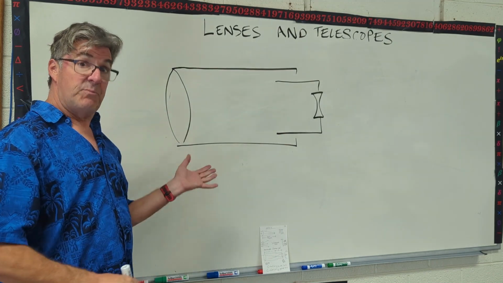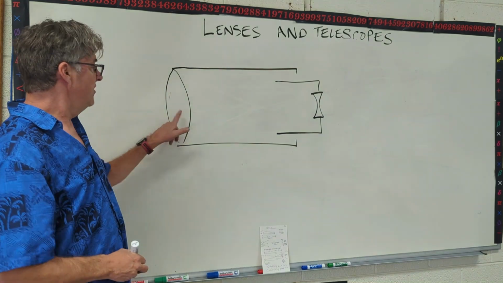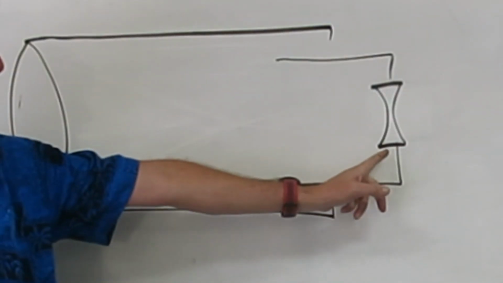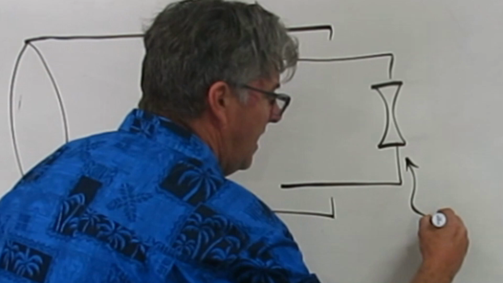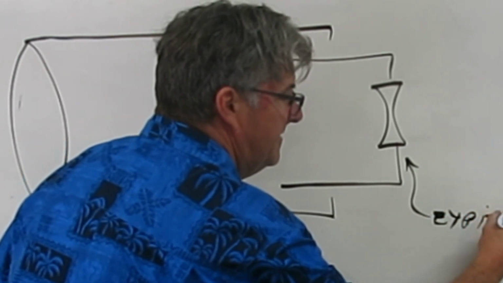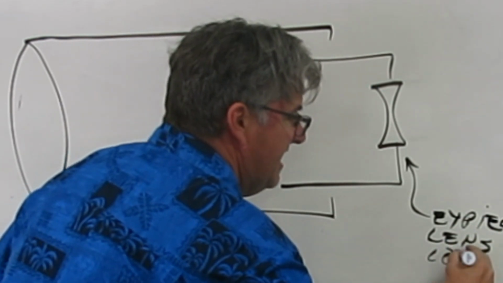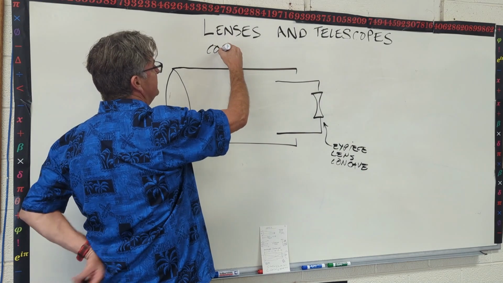Okay, now here's a way that a concave lens might be used with a telescope. Notice how my objective lens is convex, just like before, but now my eyepiece lens is concave. So let's write that down. Eyepiece lens concave. And this is concave lenses and telescopes.